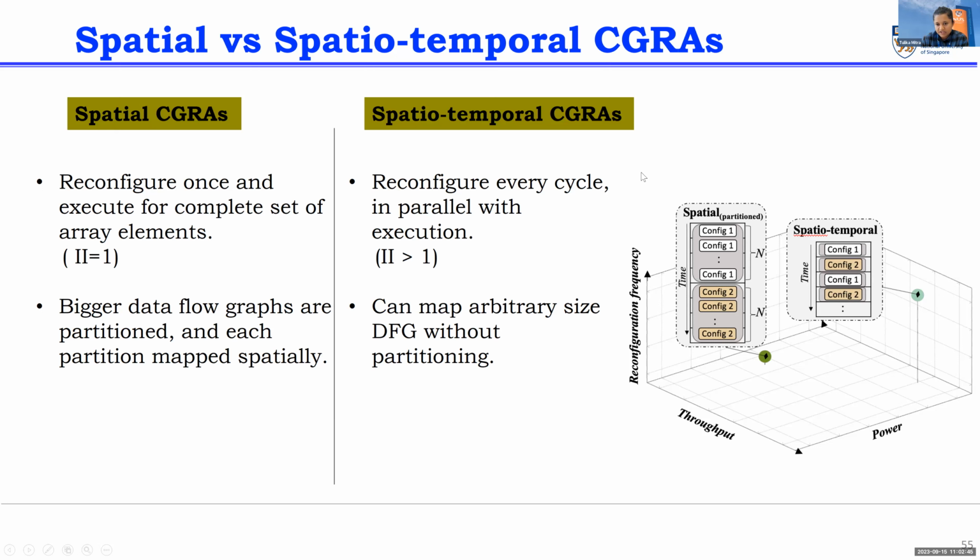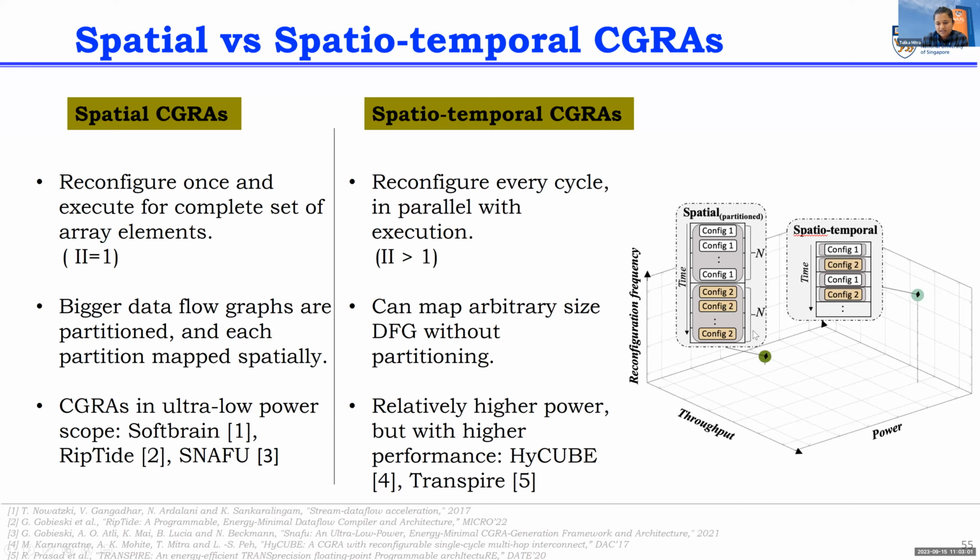But in contrast, spatio-temporal CGRAs take the whole big DFG and map it onto the CGRA, where the II will be bigger than 1. So the main difference is that the spatial CGRAs consume low power mainly because of the less frequent reconfigurations, but they might suffer in performance. But the spatio-temporal CGRAs give better performance, but at a slightly higher power budget. So in the literature, there are multiple CGRAs in both categories. For example, Soft-Brain, Riptide, Snafu, they all follow spatial execution, while HiCube, Transpire, they follow spatio-temporal execution.